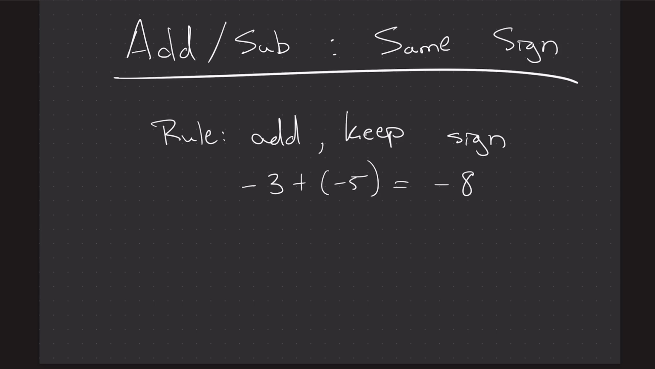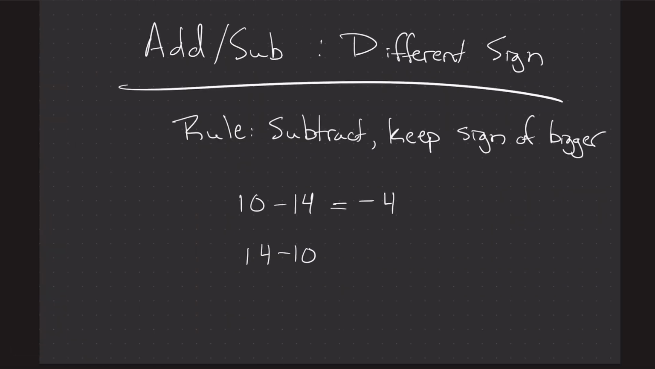And then a negative 8. That's it. Adding and subtracting different signs. The rule is we're going to subtract. Whether we're adding or subtracting, we're just going to subtract, and we will keep the sign of the bigger valued number. So here we have 10 minus 14. That's negative 4. Okay. 10 minus 14 is the same thing as 10 plus negative 14.